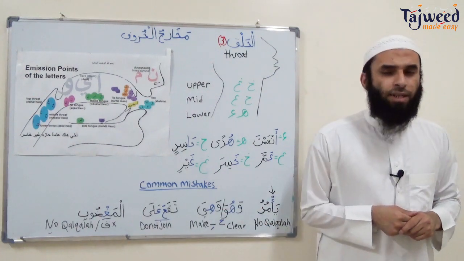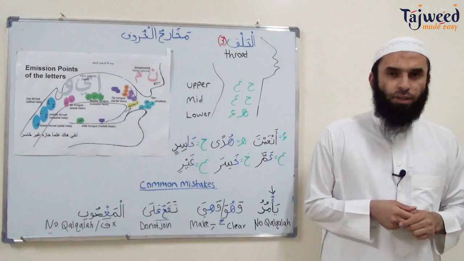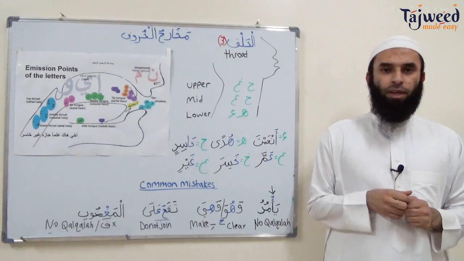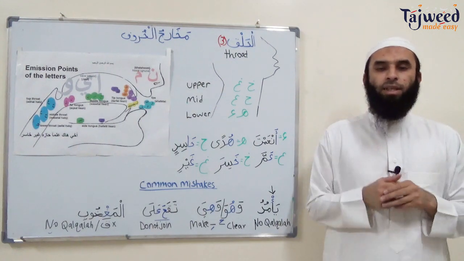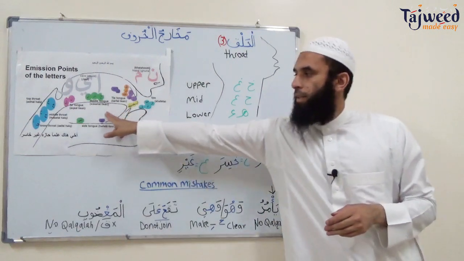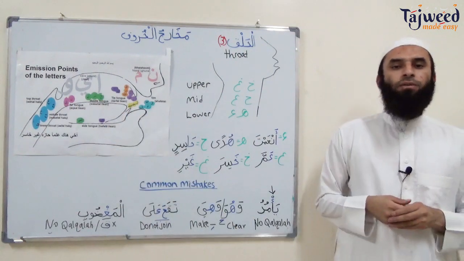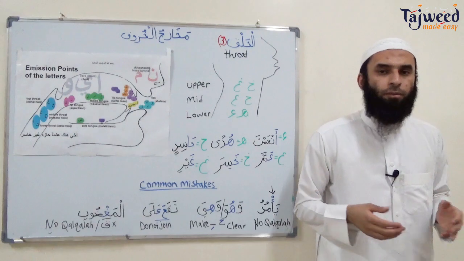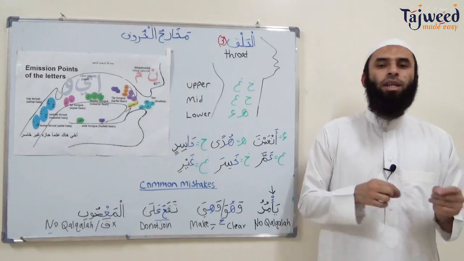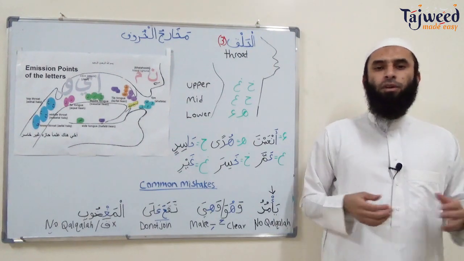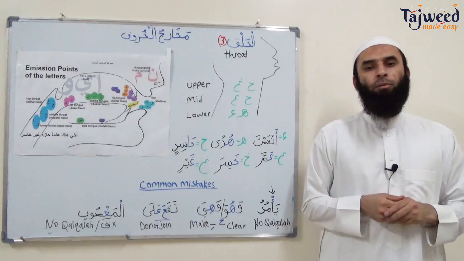Inshallah, in the next lesson, we're going to do the last area of where the letters come out from, which is al-lisan, the tongue, which has the most letters. We'll find out which letters come out from al-lisan, how many makhraj points, how to clearly say the letters, and some of the mistakes that people make, so we avoid them.